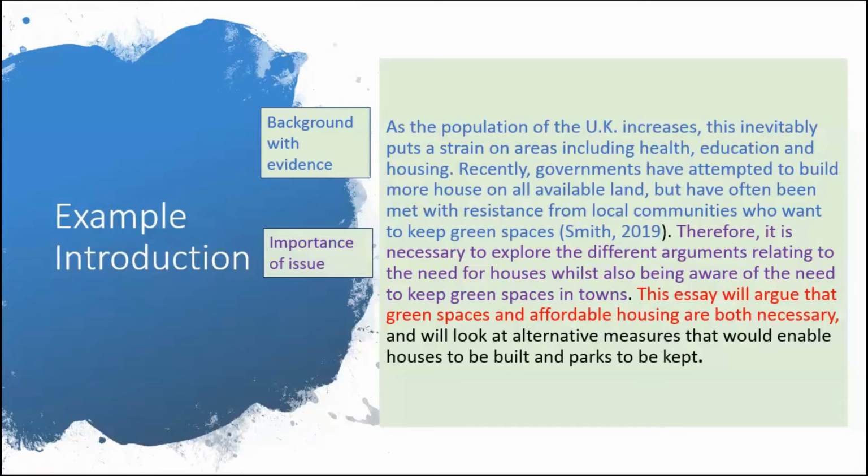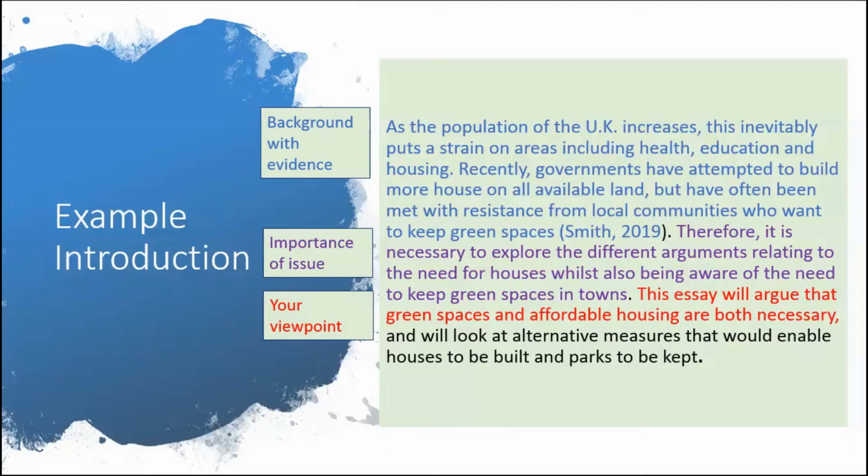Then we have the importance of the issue. Now notice when we look at all these examples, look at the language that's used, okay? So here we've got, "Therefore, it is necessary to explore the different arguments relating to the need for houses." So again, you're saying why it's useful to look at this topic. Your viewpoint: "This essay will argue that green spaces and affordable housing are both necessary." So you're going to say, yeah, we need both. And then the reader is going to say, okay, prove it.